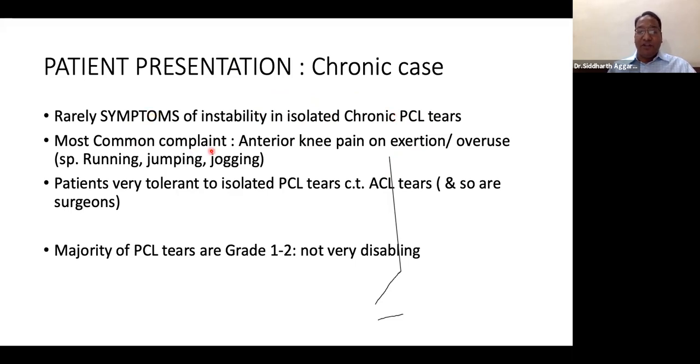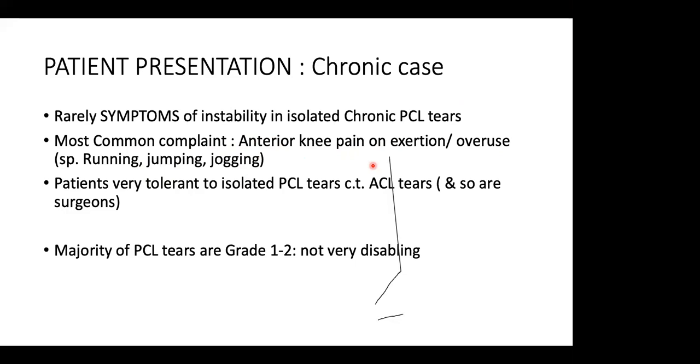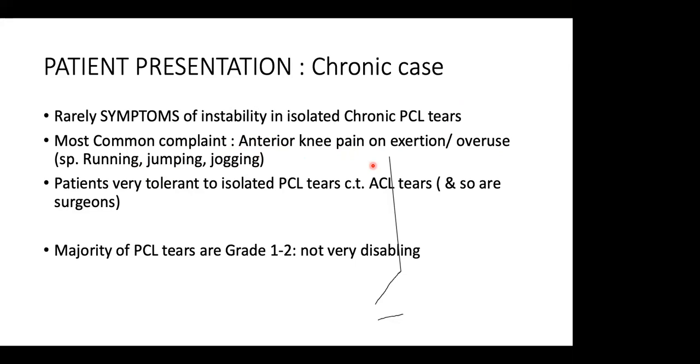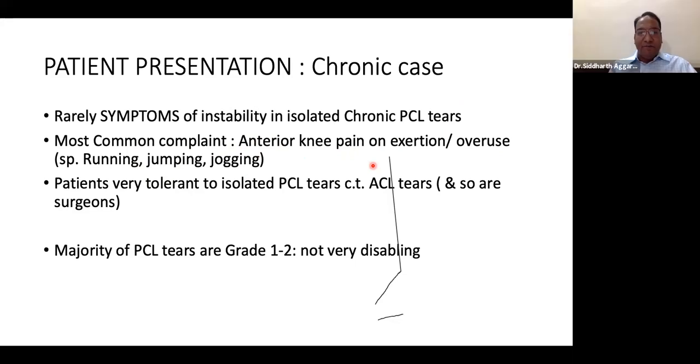Most common complaint with which the patient comes, because he has come, he must be having something, is the anterior knee pain, that too on exertion or overuse. So they have started a fitness regimen. They've started some running, jumping, jogging, long walks, maybe treadmill, maybe cycling. They start having anterior patellofemoral pain. PCL causes increased stresses inside the knee, in the patellofemoral compartment and the medial compartment. Medial compartment issues develop late, very late, when there is significant cartilage damage. The patellofemoral is essentially the presenting complaint. So patient will have an anterior knee pain on exertion, patellofemoral symptoms most of the times for a chronic case.